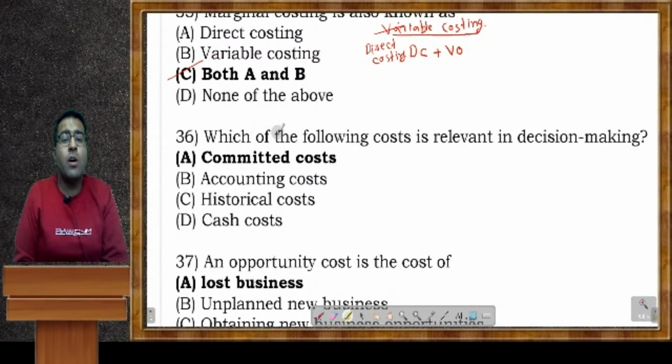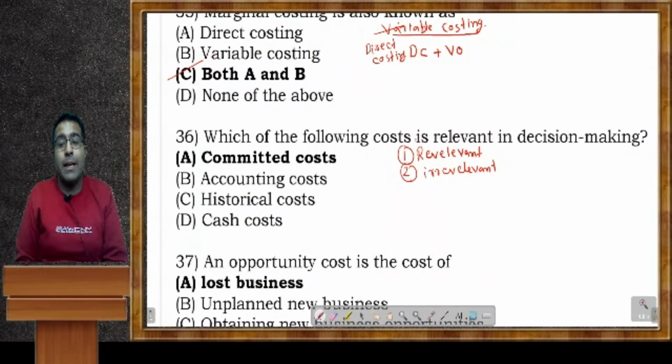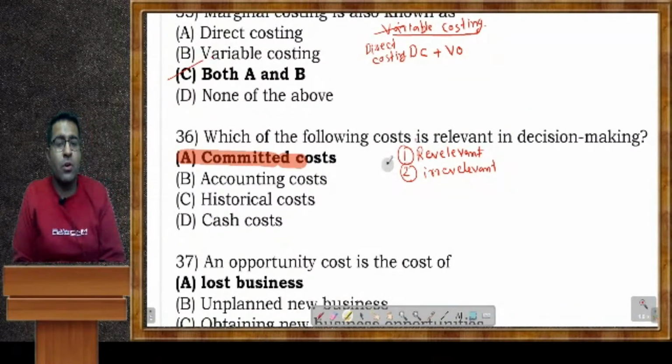Next question. Which of the following costs is relevant in decision making? On the basis of decision making, costs are divided into two parts: relevant and irrelevant. Relevant costs are those costs which affect our decision, but irrelevant costs do not affect our decision. So any type of committed costs which have been incurred are always relevant costs. Okay, accounting costs are not recorded in the cost sheet. Historical cost is what was done in the past. So the right answer is committed costs.